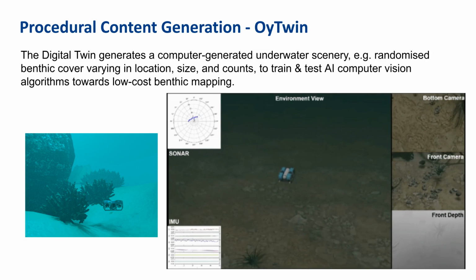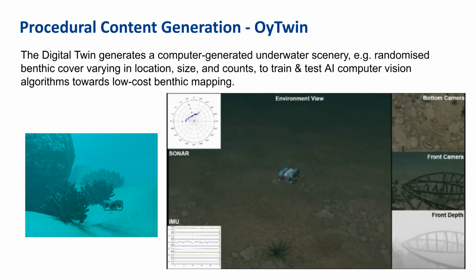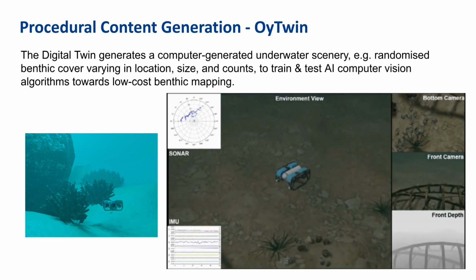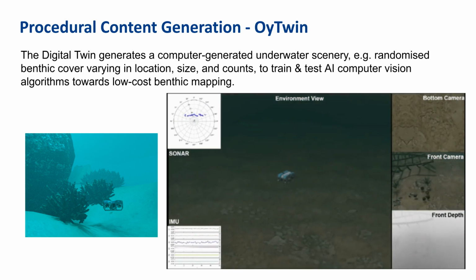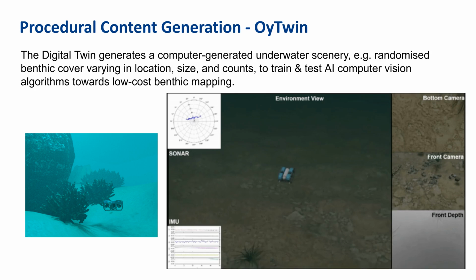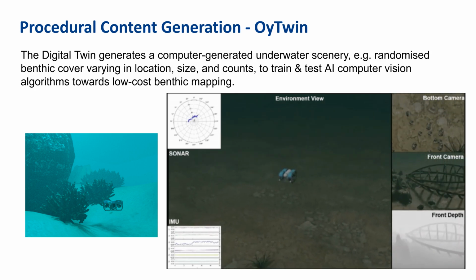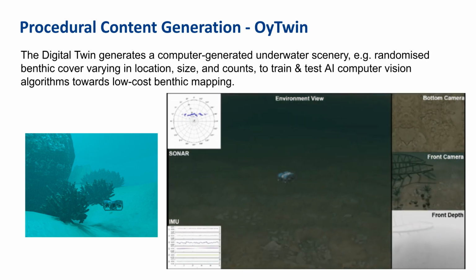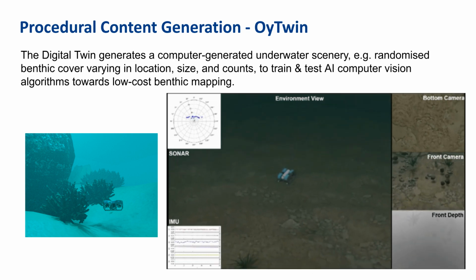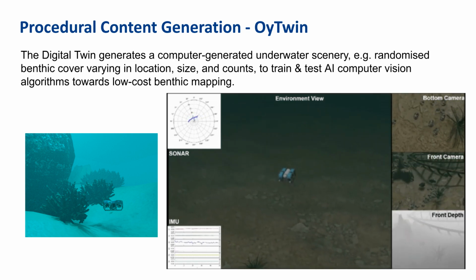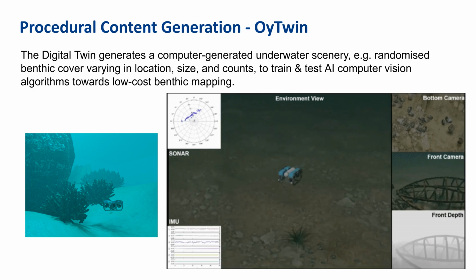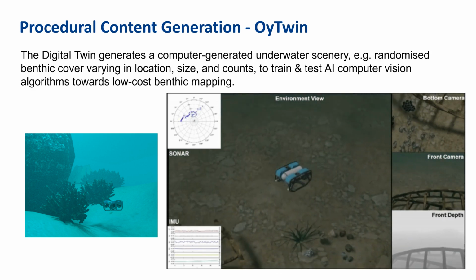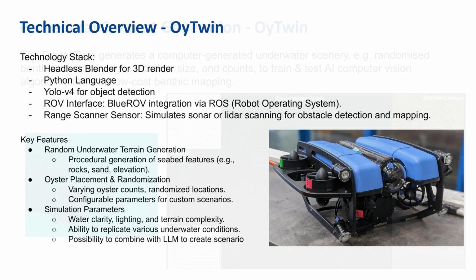The advantage is clear. We can accelerate development while dramatically reducing the cost of data collection. On the right, you can see how OyTwin integrates multiple perspectives, from the environment view to bottom and front cameras, sonar, and depth sensors, simulating what an autonomous underwater vehicle would see. This makes it possible to build a scalable, low-cost pipeline for seafloor mapping, directly supporting the digital twin of an oyster farm. This slide gives a technical overview of OyTwin, showing the tools and features that power the system.